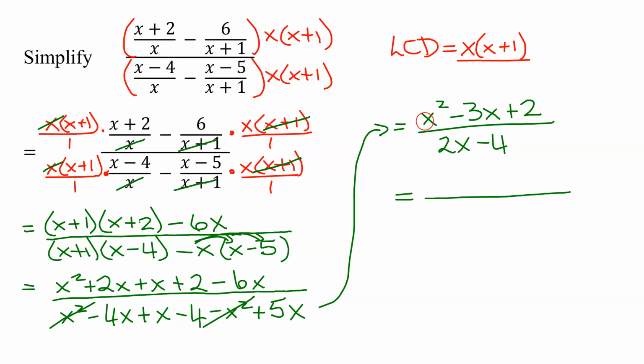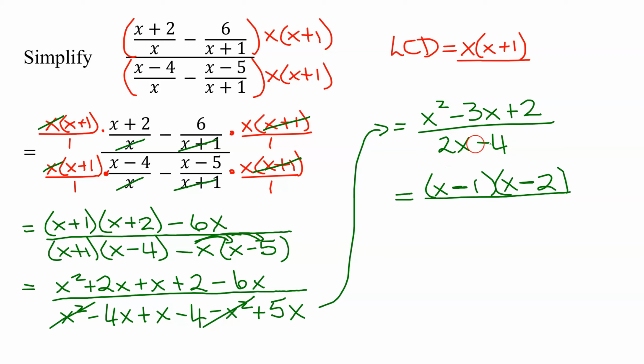Does the numerator factor? Possibly, and it's one of the easy ones since the leading coefficient of the x squared is a 1. So I'm just going to get x and an x. My two numbers multiply to a positive. That says the signs are the same, but they add to a negative, so they're both minus. Multiply to positive 2 and add to negative 3. There's only one choice, negative 1 and negative 2. Does that work? Yes.